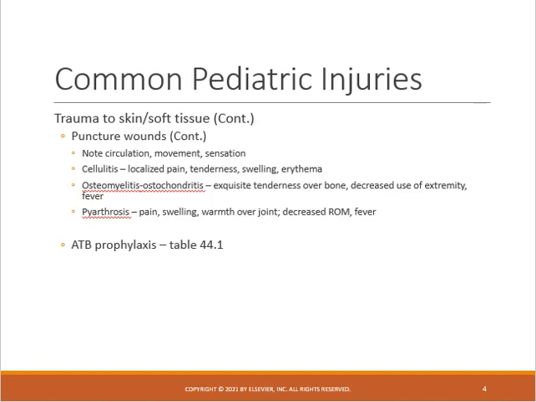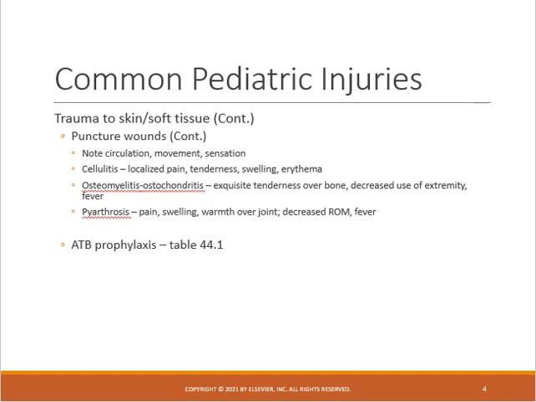You'll be assessing for osteomyelitis or osteochondritis, and you may see significant tenderness over the bone, decreased use of the extremity, fever. And then when a joint is involved, it's called pyoarthrosis, and that could be pain, swelling, or warmth over a joint that might have had an injury, decreased range of motion, and fever.